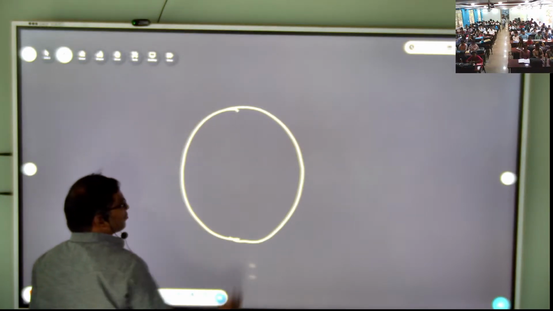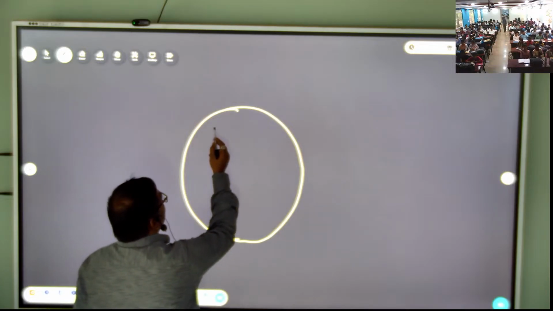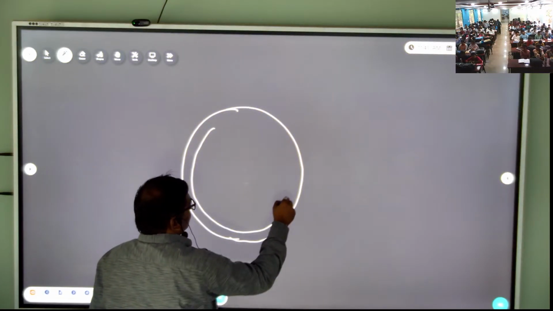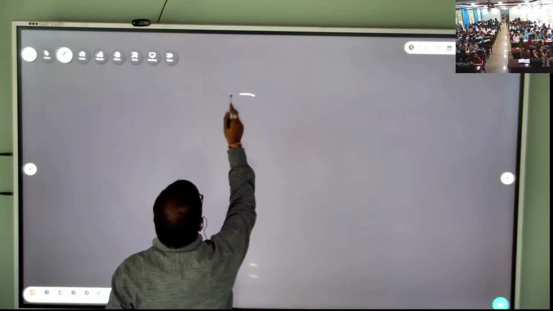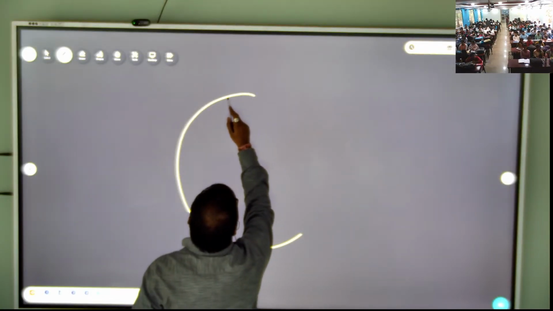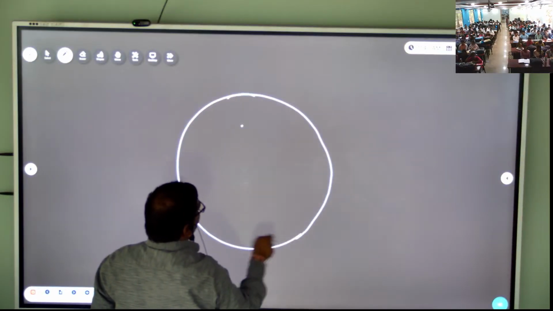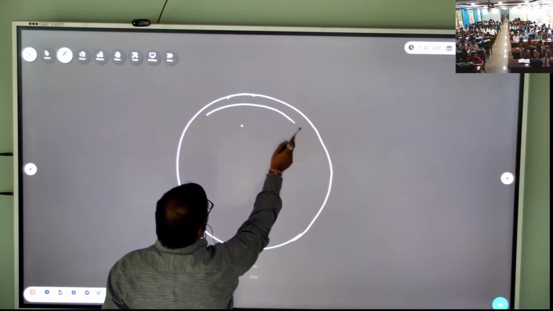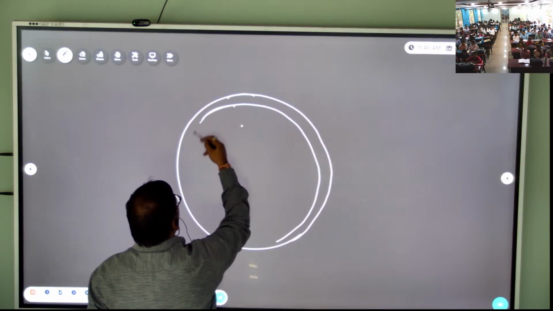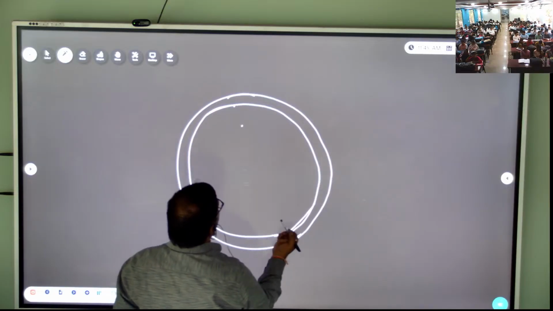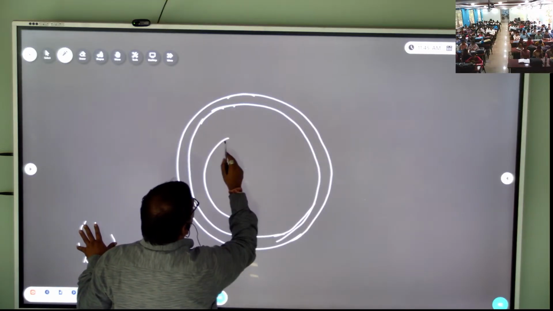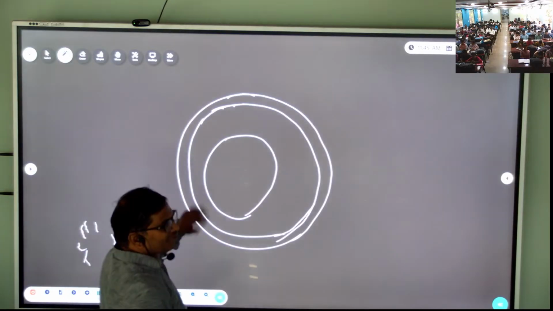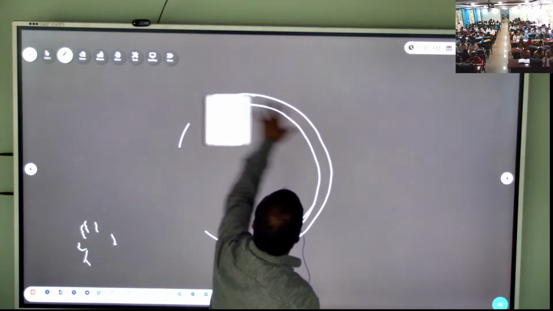So induction motor. Okay. Write down the circle, actually I am not getting here. Otherwise, wait.